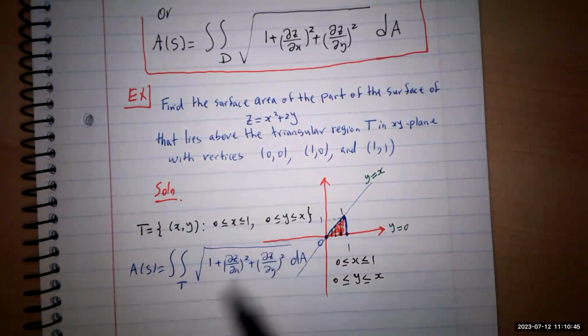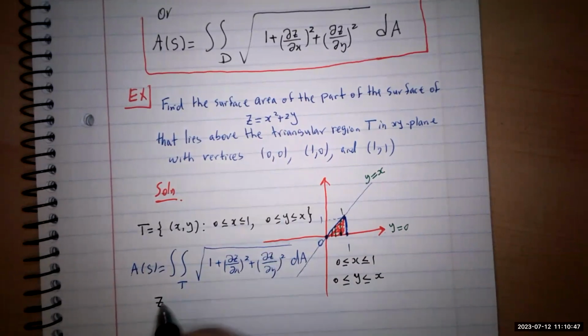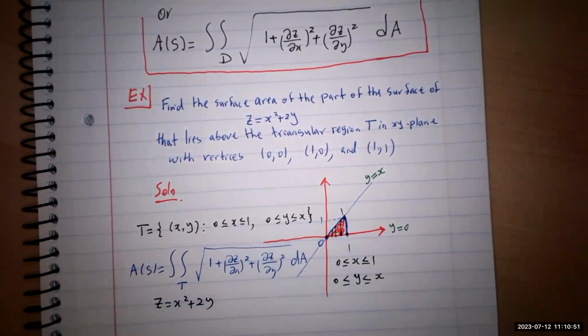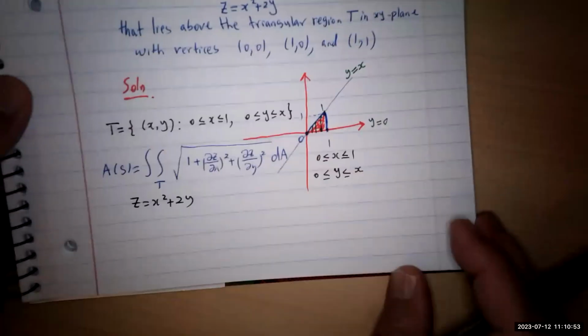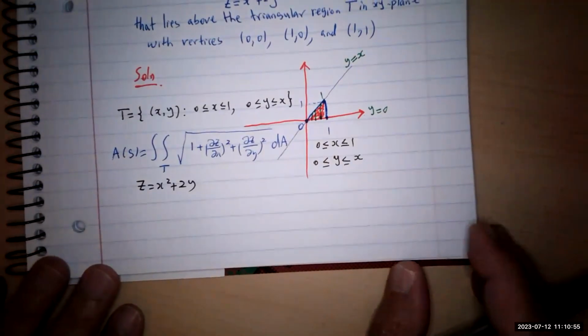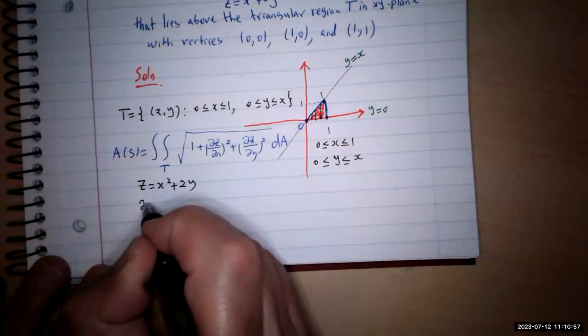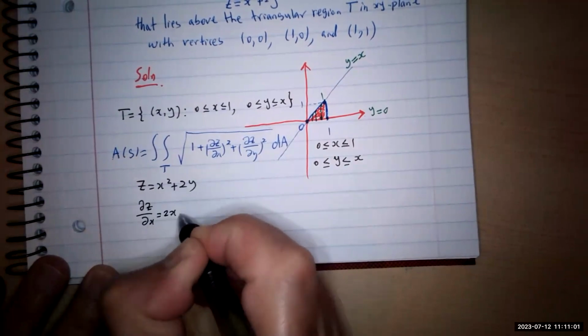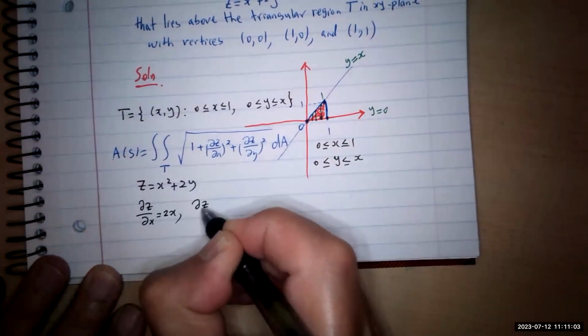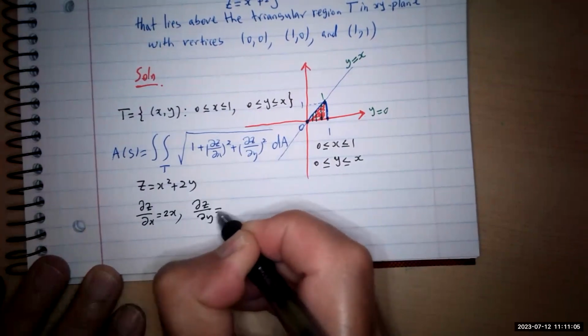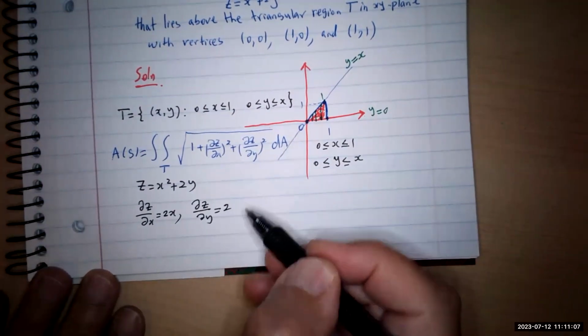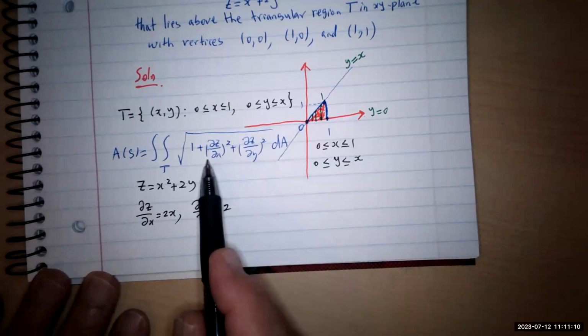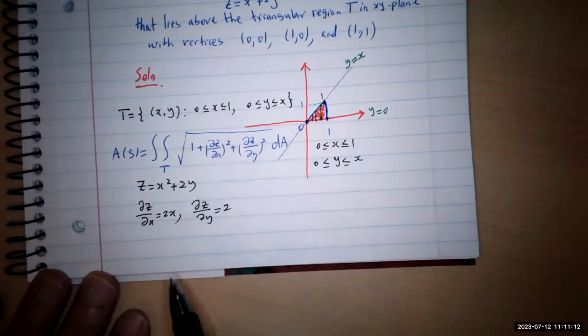So this is your z. Your z is x squared plus 2y. We're going to get the partial of z with respect to x. So ∂z/∂x is simply 2x. And ∂z/∂y is equal to 2. Carefully differentiate, go back, and substitute here to find your integral.